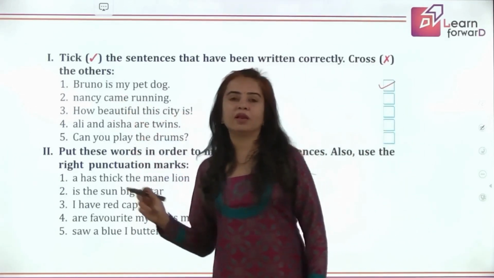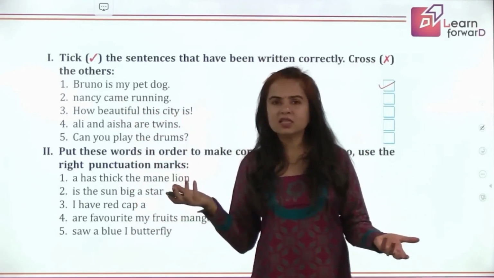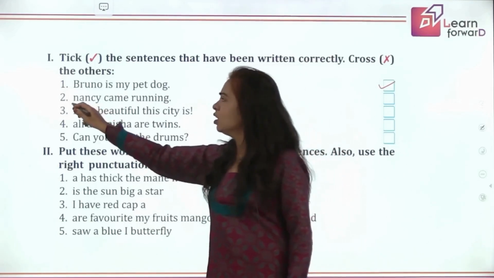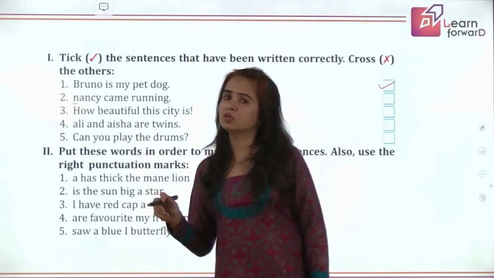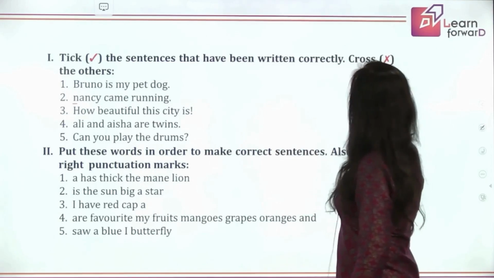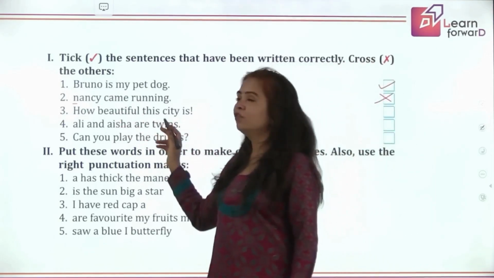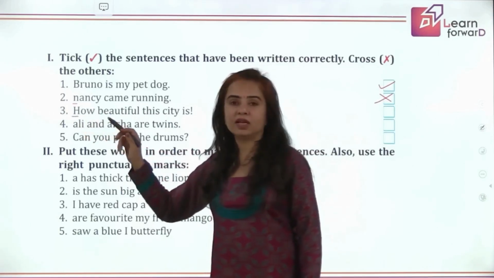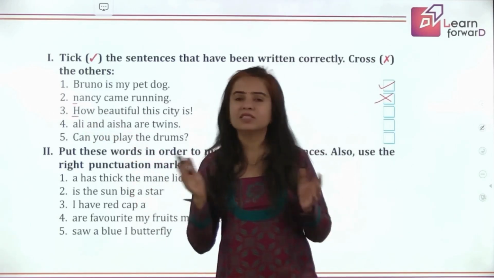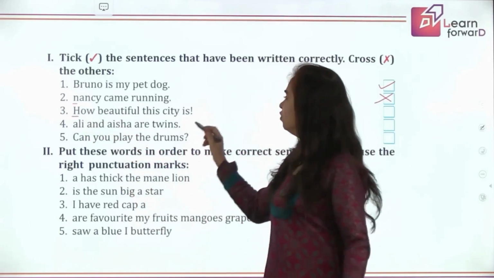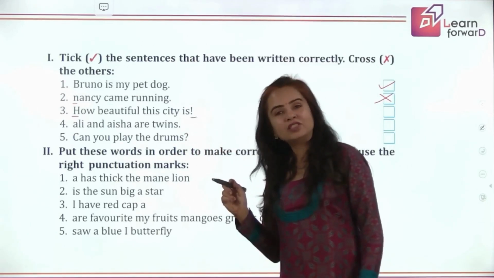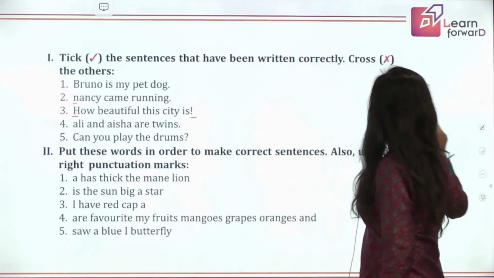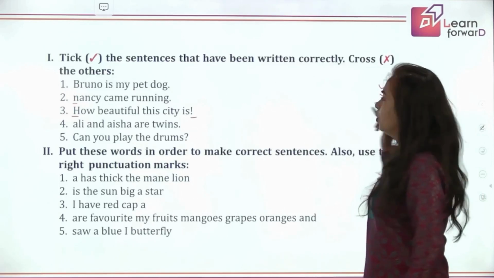Nancy came running. Sentence is okay, but why is it not starting with a capital letter? Sorry, this is wrong. How beautiful this city is. Yes, that's perfect. See, it is starting with a capital letter, and because it is an exclamatory sentence, we are putting a mark of exclamation at the end, right? So this is written properly.